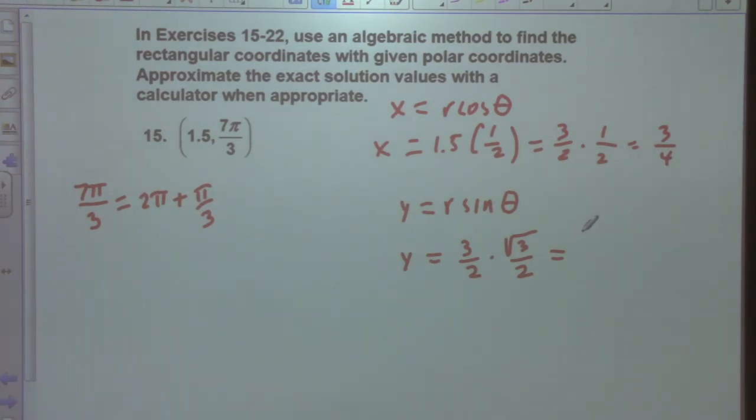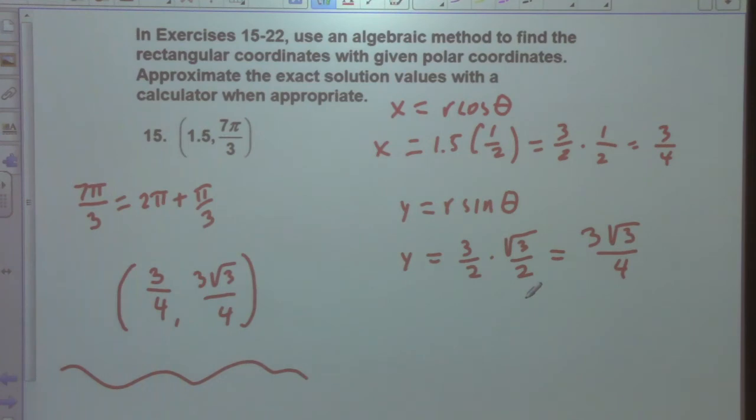Will's got it. 3 square root of 3 over 4. So our coordinate pair is x is 3/4, y is 3 square root of 3 over 4. So that's our answer.